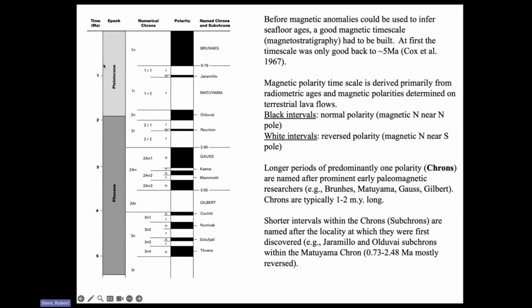So geologic time, Pleistocene here, Pliocene here. So this was worked out from studying sequences on land. So black is normal polarity, like we have today. White is reverse polarity. This is worked out from lava flows on land.